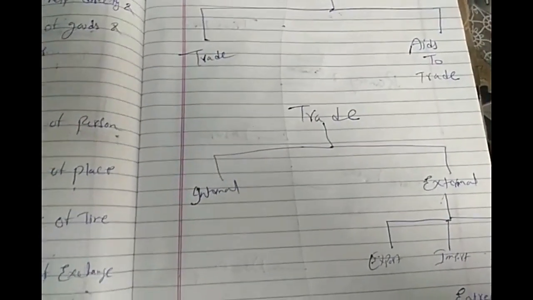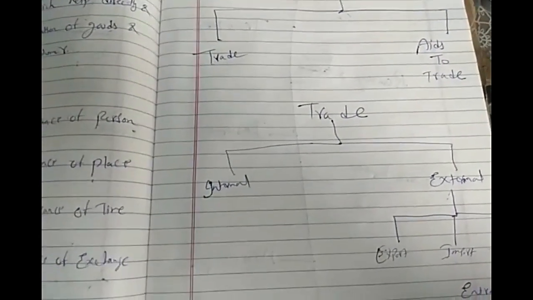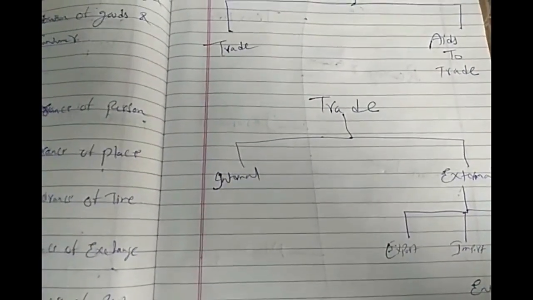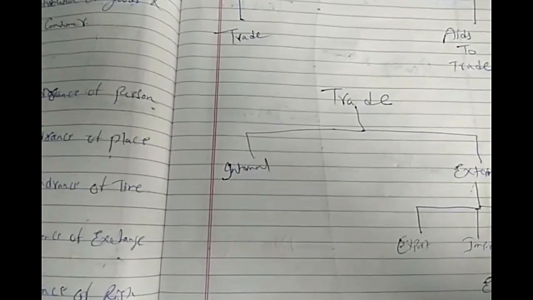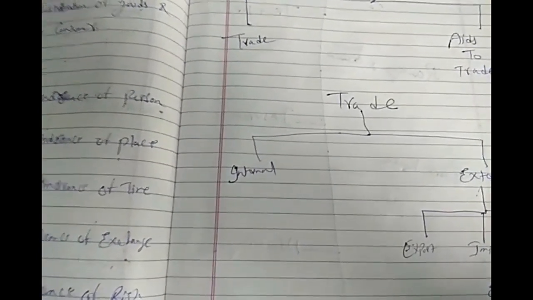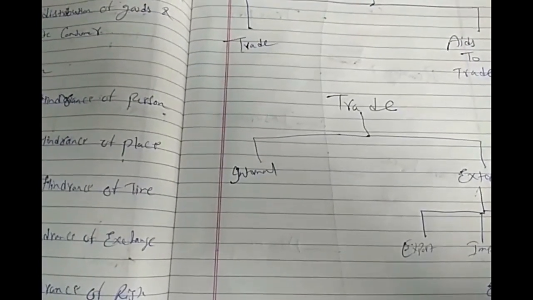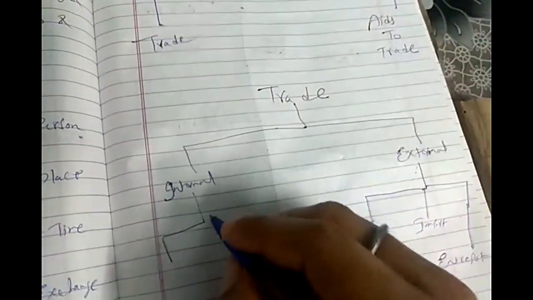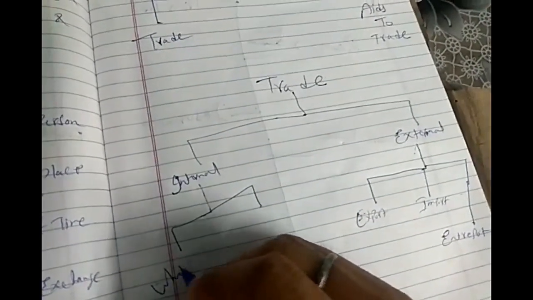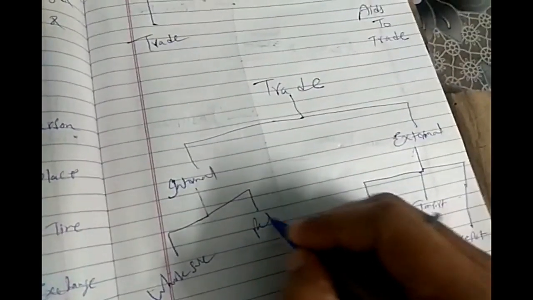Trade is of two types: internal trade and external trade. Internal trade is trade in which goods and services are purchased and sold within the geographical boundary of the country. Means when goods and services are purchased and sold within the country, it is considered internal trade. That is clear. Now, internal trade can be of two types: wholesale trade and retail trade.